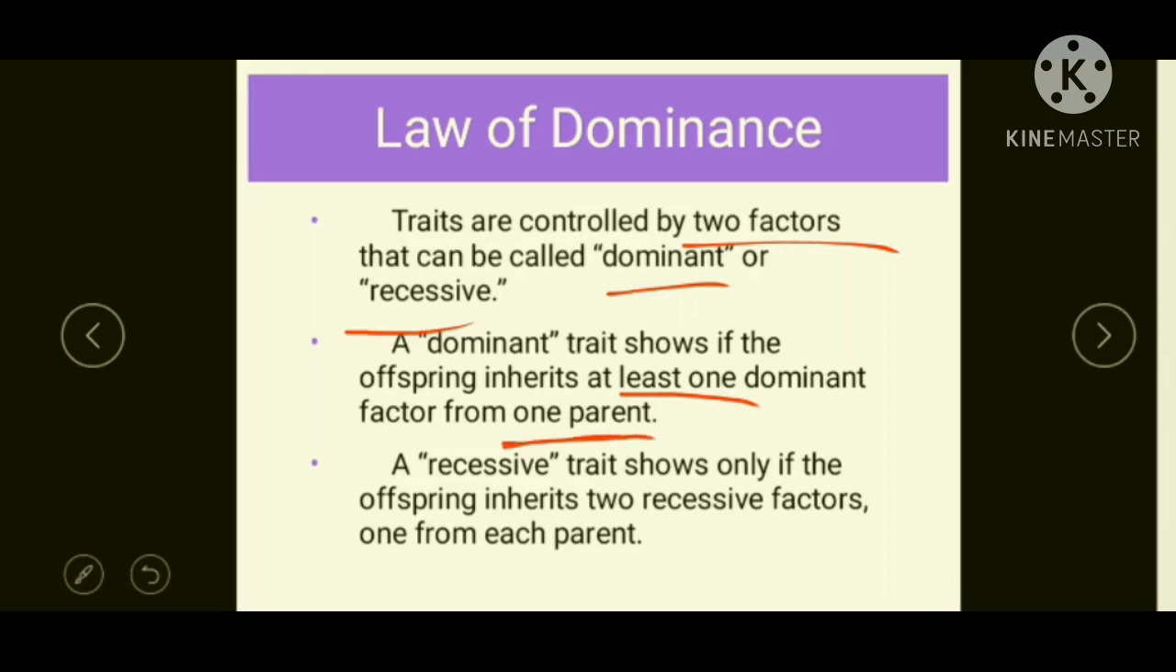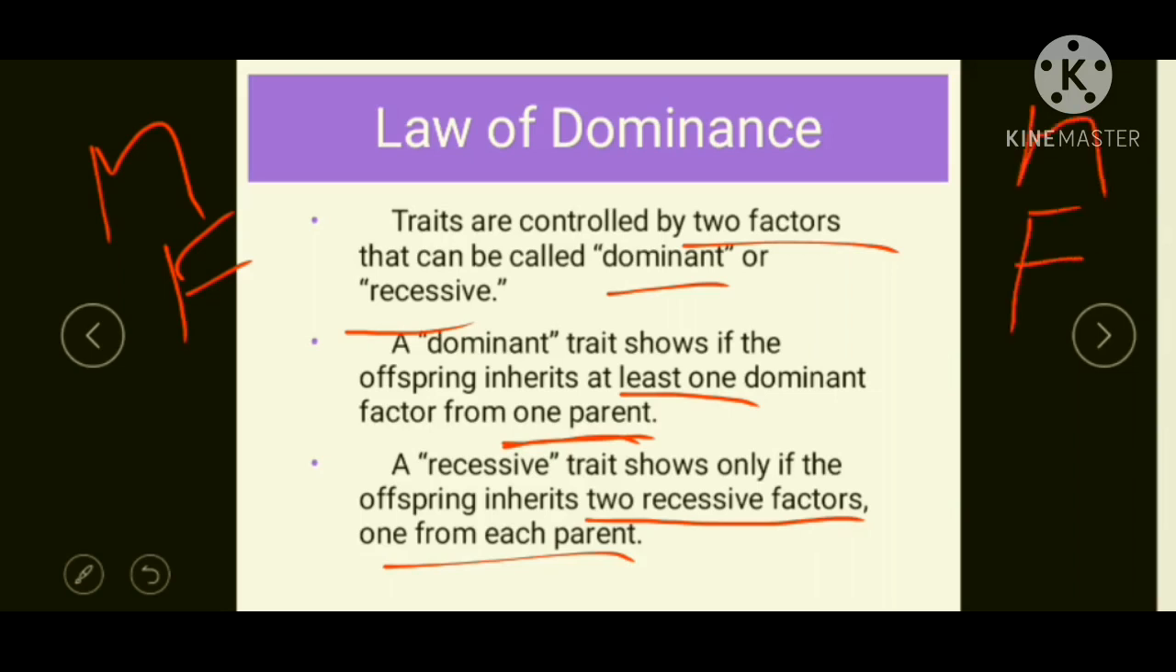When we say one parent, it may be the mother or the father. When an organism receives at least one dominant allele from the mother or the father, we can say the trait is dominant for that character. But when we say recessive, the trait shows only if the offspring inherits two recessive factors, one from each parent, both from mother and from father. When a trait inherits two recessive alleles, we say that trait is recessive for that character.